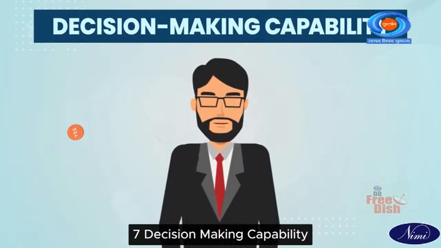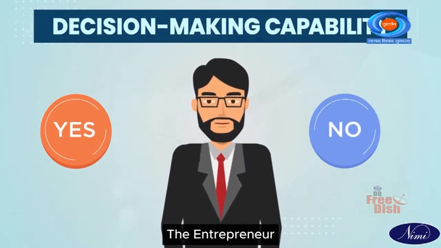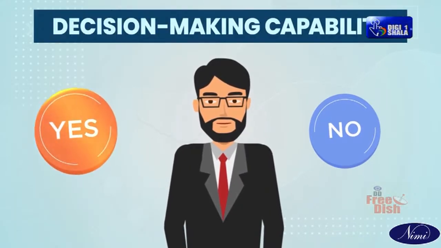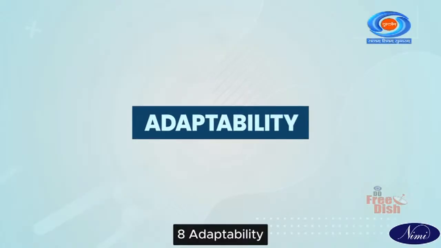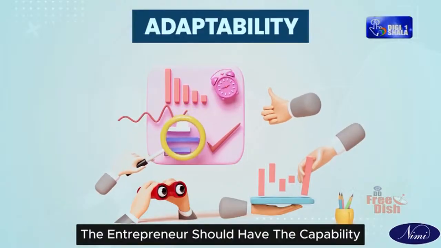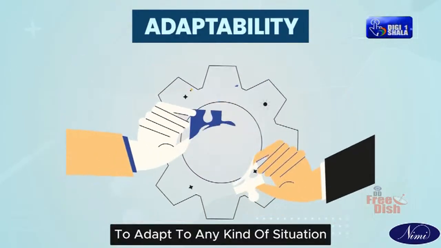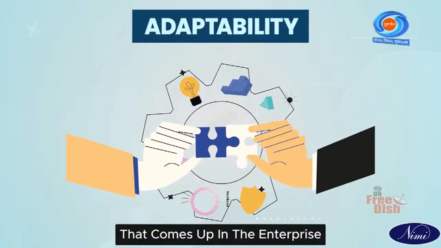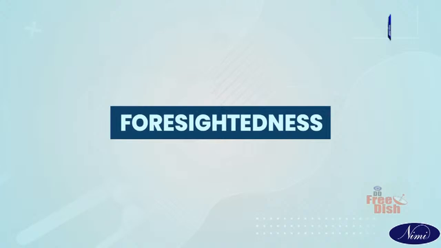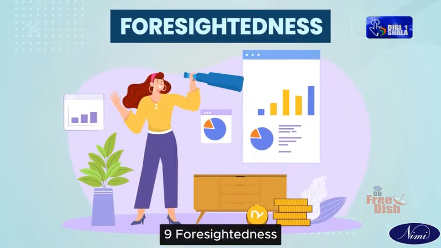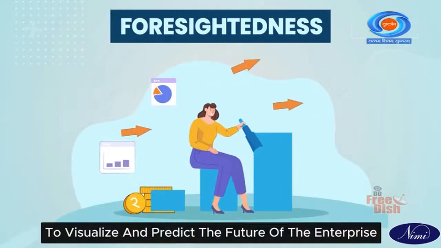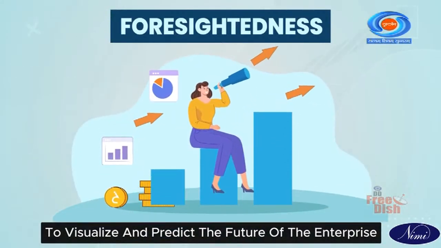7. Decision-making capability. The entrepreneur must have capability to take quick decisions. 8. Adaptability. The entrepreneur should have the capability to adapt to any kind of situation that comes up in the enterprise. 9. Foresightedness. The entrepreneur should have a keen foresight to visualize and predict the future of the enterprise.